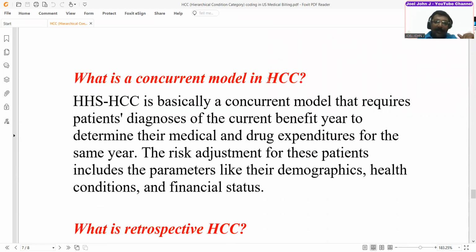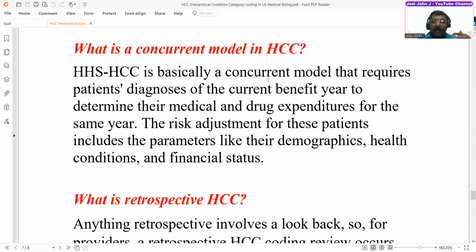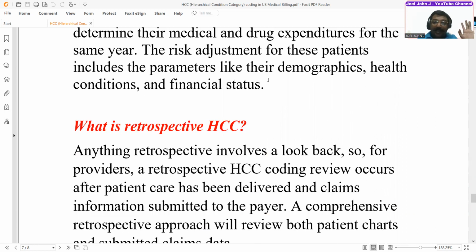And now we come to the current year. That's the concurrent year. That's called the concurrent model in HCC. In this, they review the patient diagnosis in the current benefit year and determine the medical and drug expenditure which are going to happen in the same year.